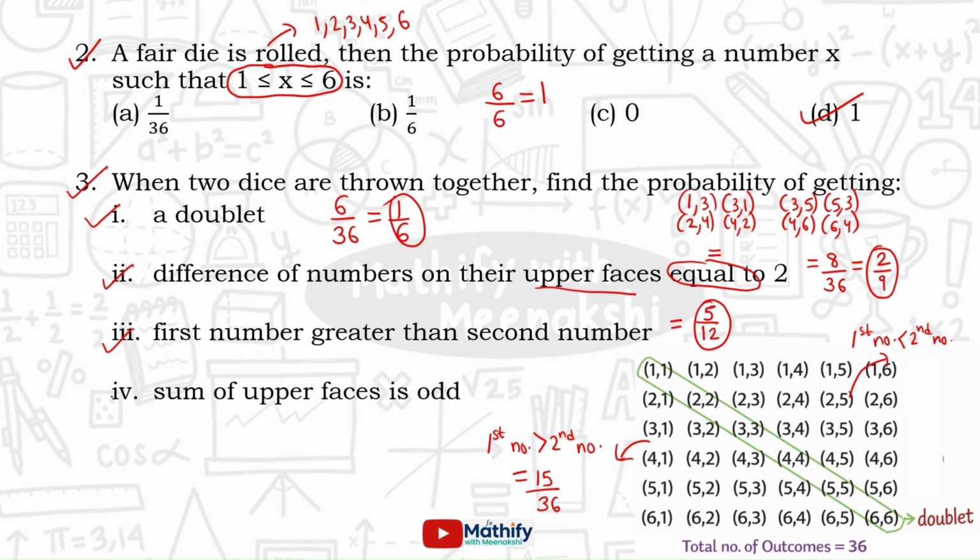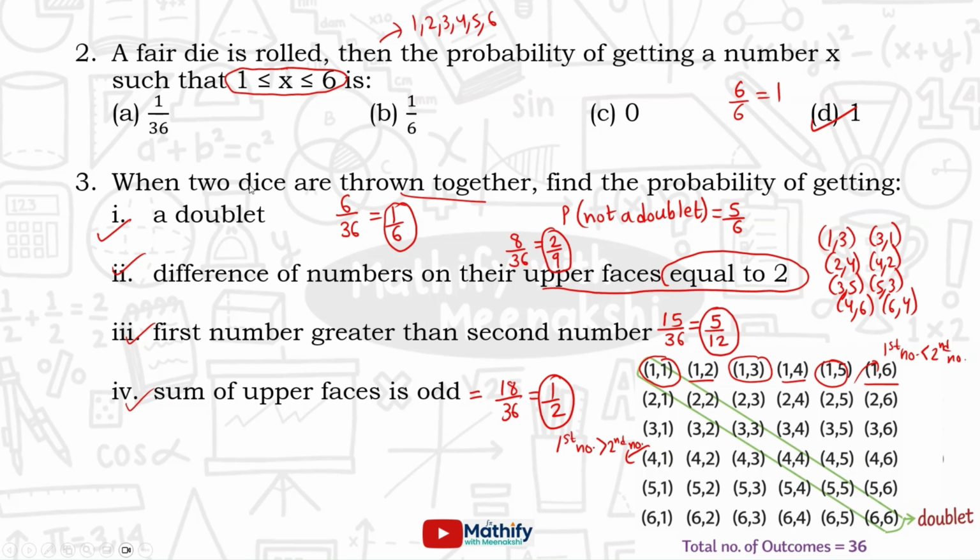Let's move to fourth part. Sum of upper faces is odd. If you see carefully, here what's the sum? 1 plus 1, it's 2. Then 1 plus 2, 3. Then 1 plus 3, 4. Then 5. Did you realize something here? Yes, every alternate sum is odd. That means we have 18 out of 36. Similarly for even, 18 out of 36. So answer is half. You have to always write your answer in simplest form.